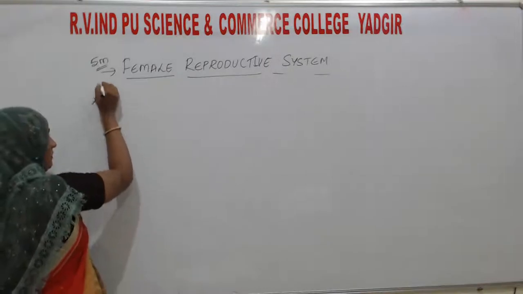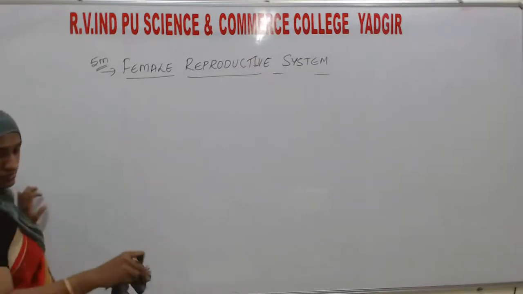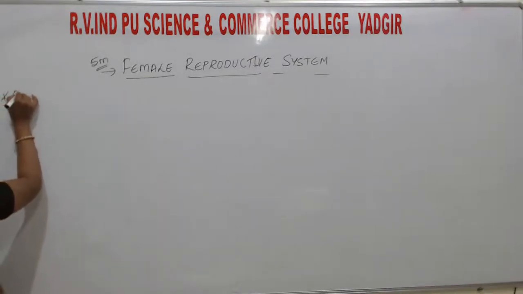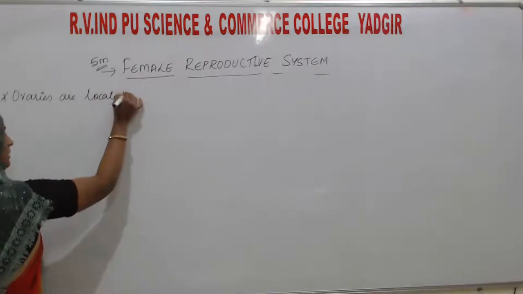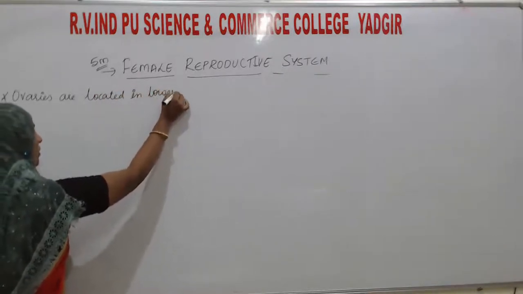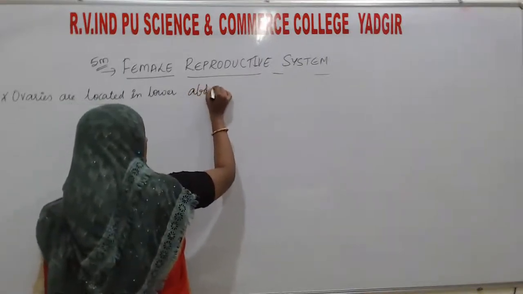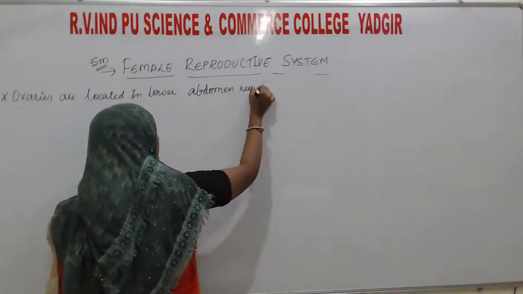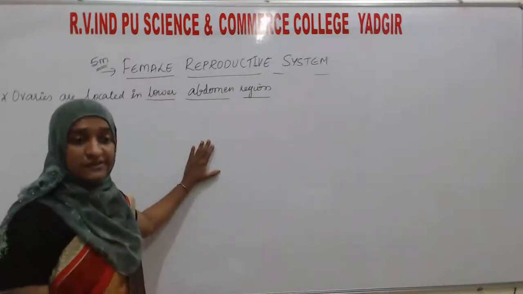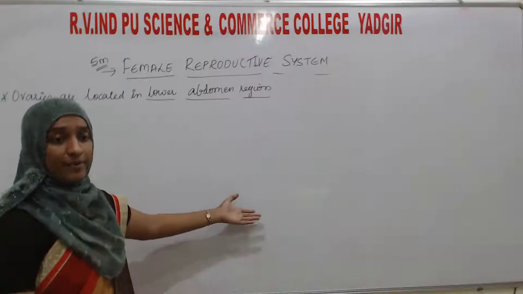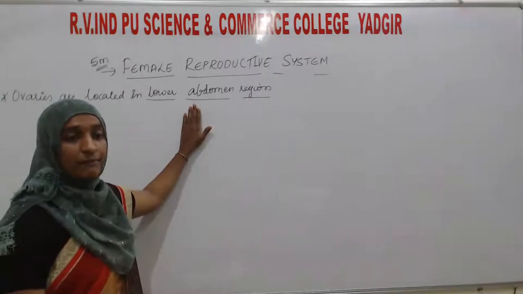Ovaries are located in the lower abdomen region, that means in the pelvic region. Whereas in the male reproductive system the testes are located outside the abdomen, here they are present in the inner side of the abdomen, at the pelvic region.